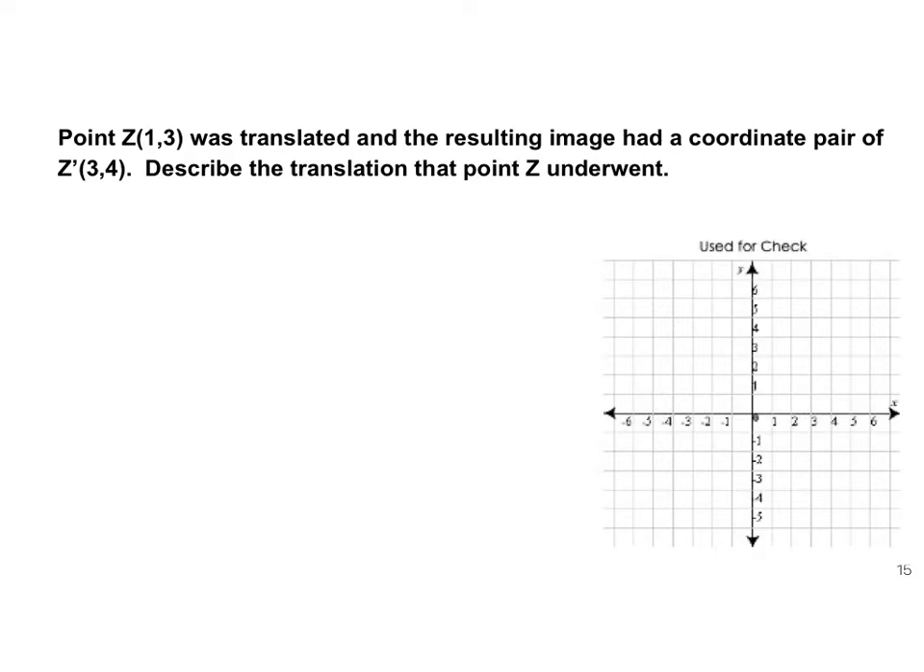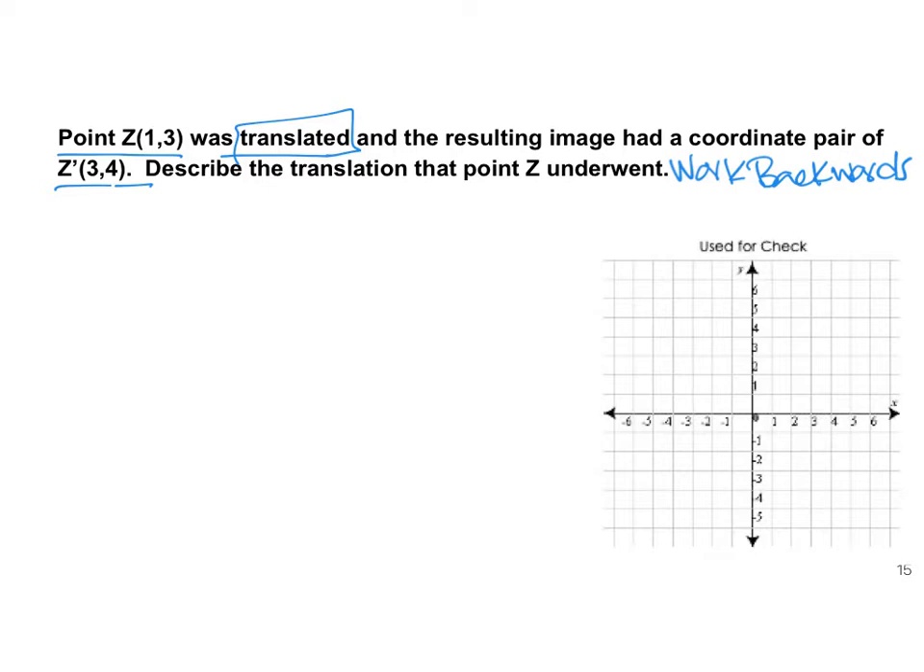Okay, so different type of example. Here we have point Z. It was translated, and then we have Z prime. So we're going to work backwards because we know where the point ends up, and we need to figure out what the translation was.